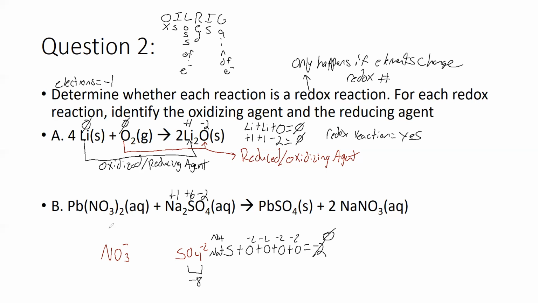Same thing as for NO3 minus. Oxygen is always -2. And our math for NO3 minus is nitrogen plus oxygen plus oxygen plus oxygen equals -1. If oxygen is always -2, for this math to work out, nitrogen must be +5.